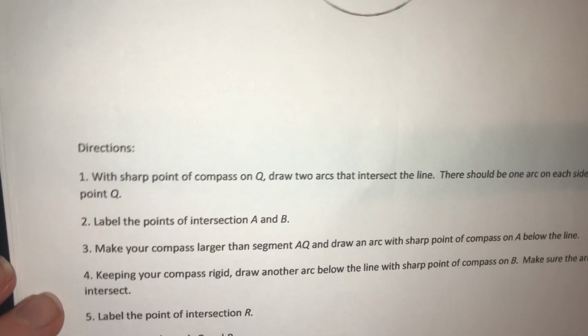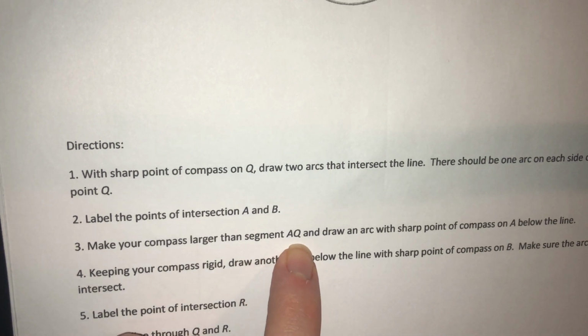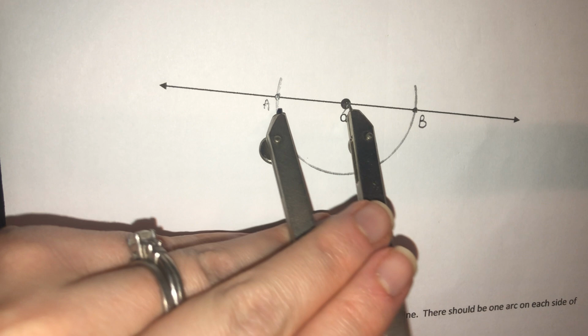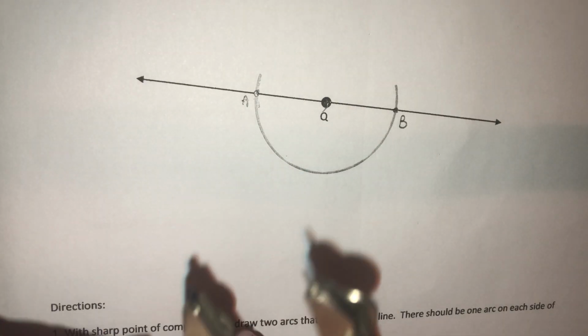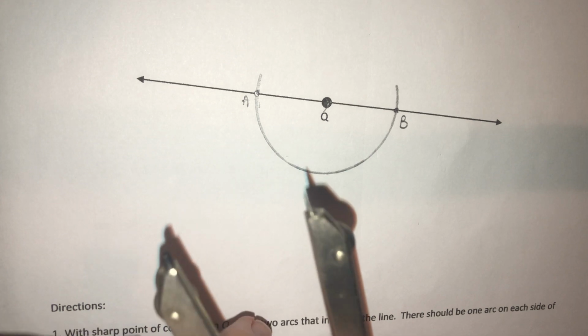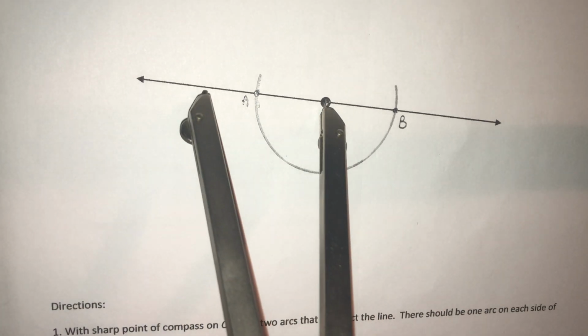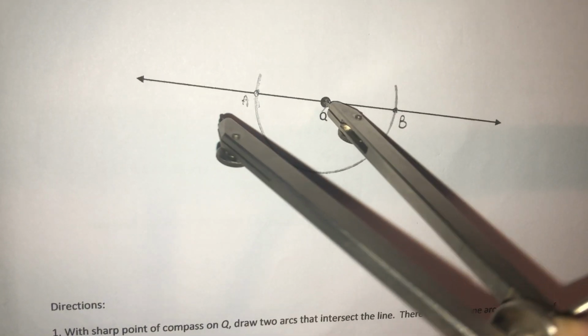Step 3, make your compass larger than segment AQ. So this step is the one that's a little different from before. On the last problem, it didn't say make it larger. You could leave it the same, but on this one, I can't leave it this measurement AQ. I have to open it wider now. How much wider? Just stretch it out a little bit more. It's not a precise measurement, it just has to be bigger.